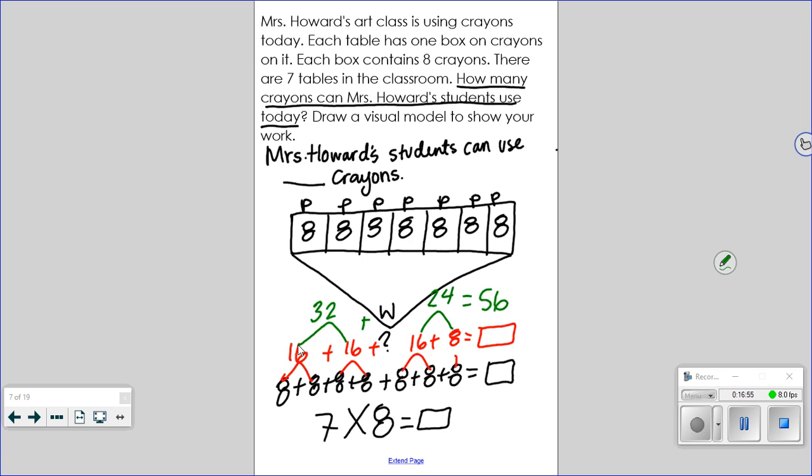I'm passing out a bunch of crayons. Does it make sense that I have a pretty big number? What would be an answer that did not make sense? What would be an answer that wouldn't make sense? For instance, the answer 8, that would not make sense. Because that would mean she only passed out 1 box of crayons, not 7 boxes of crayons. What's another answer that would not make sense? Brayden? 16, yeah. That's not going to be enough crayons for 7 tables.